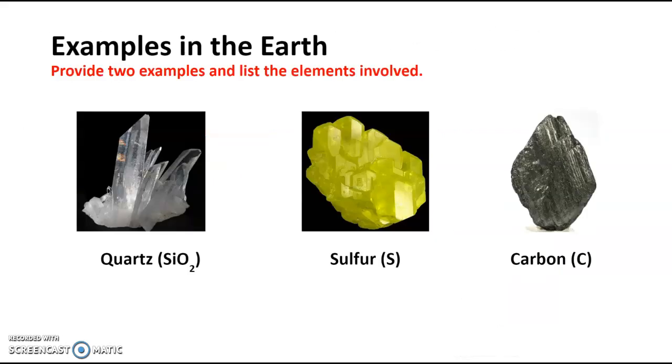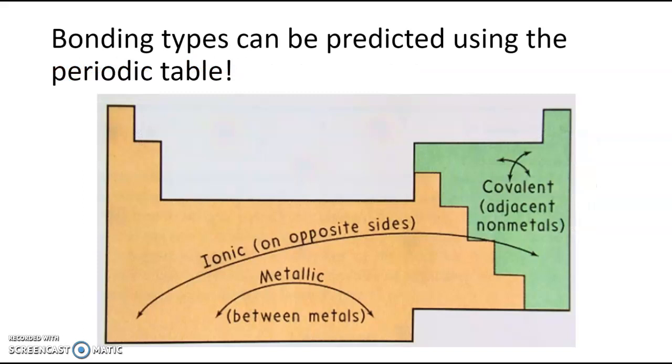Some examples that occur in the earth of these types of covalent bonds include quartz, sulfur, and elemental carbon. So quartz is made out of silicon and oxygen. Sulfur is made out of sulfur, a bunch of sulfurs covalently bonded together. And then carbon, this particular example is graphite, and that carbon is all held together covalently as well.